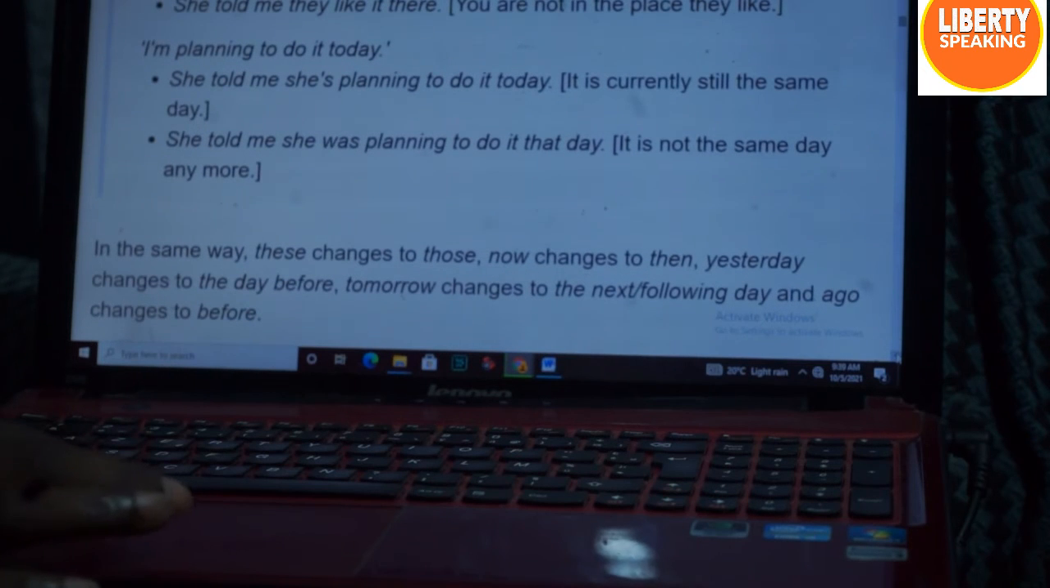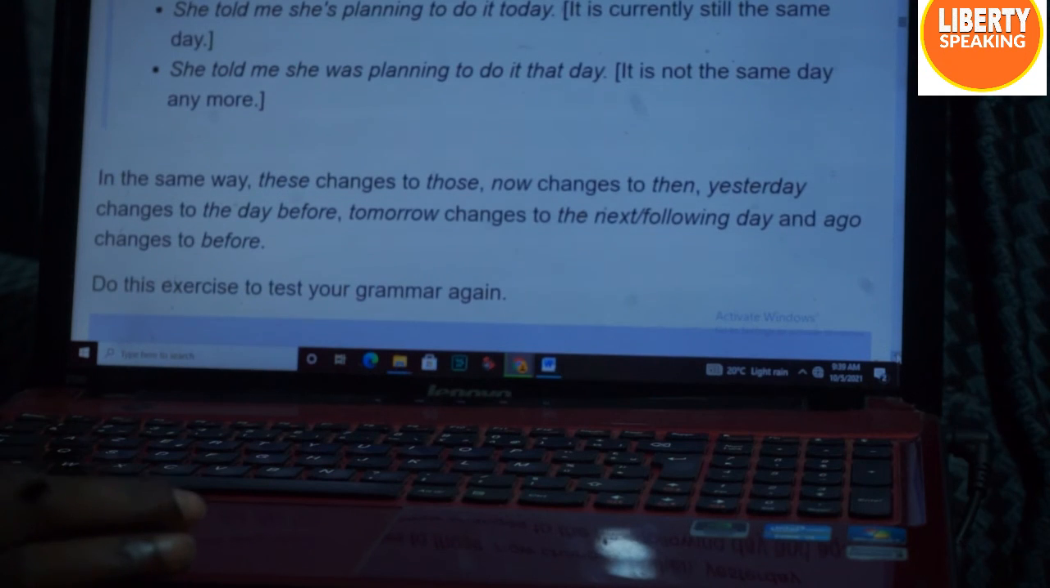I'm planning to do it today. She told me she is planning to do it today. This is currently still the same day. When you are in the same day, you can say this. But how about that one? She told me she was planning to do it that day. It is not the same day anymore. The day is over. So when the day is over, you can say the second sentence. But when you are still in the day, you can say the first one.